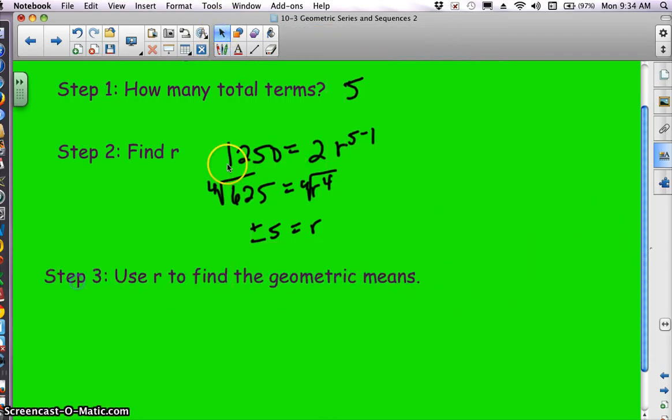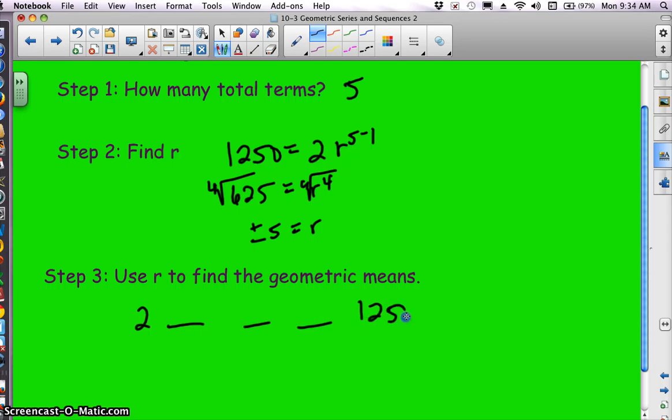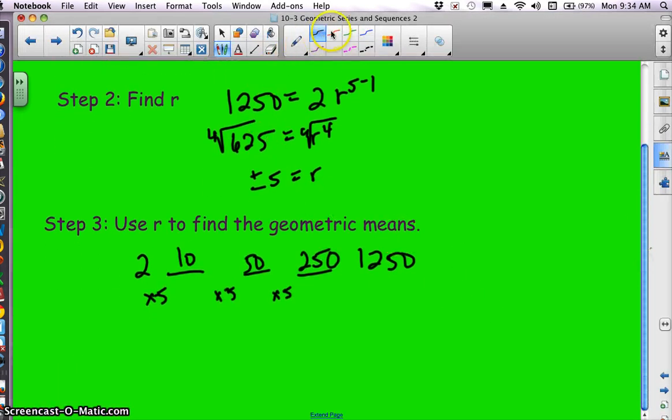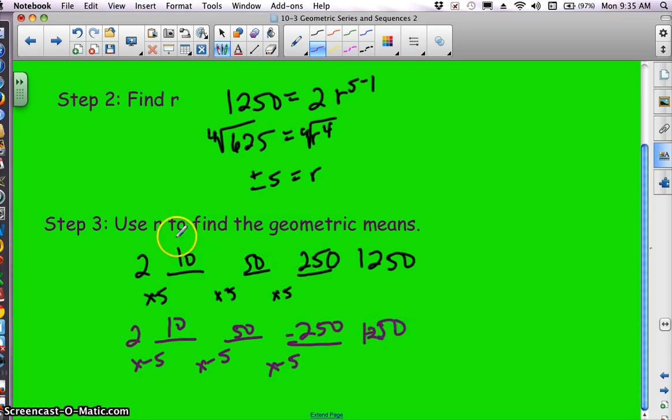So step 3, we're going to use r to find the geometric means. So see if you can go ahead and pause the video and fill in these blanks using those means. Okay, this is what you should get, but keep in mind we also need to multiply by -5 as well. So we end up with some negatives in there. Okay, so then we have these right here would be our geometric means.